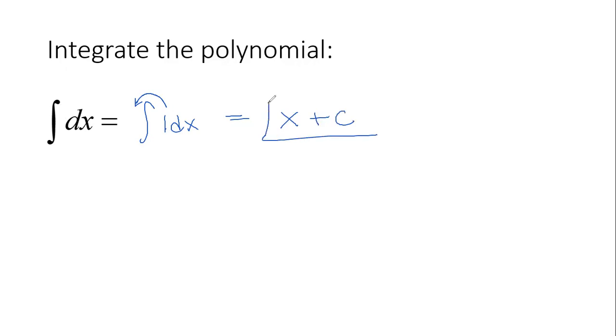Okay, so that's all we're getting there. The antiderivative of 1, so the opposite of the derivative, would just be x, because if you took the derivative of x, you would get 1, and then you add your constant. Okay, moving on to our next one here.